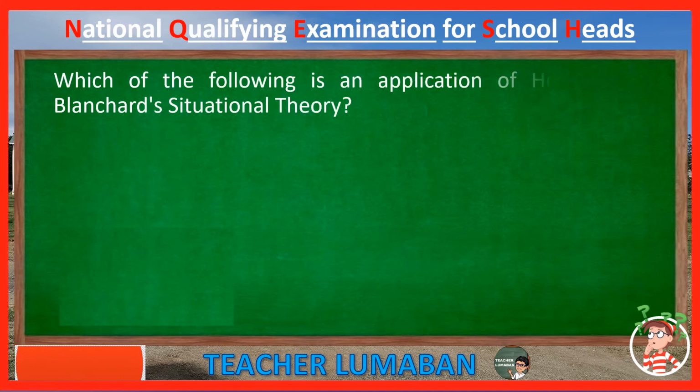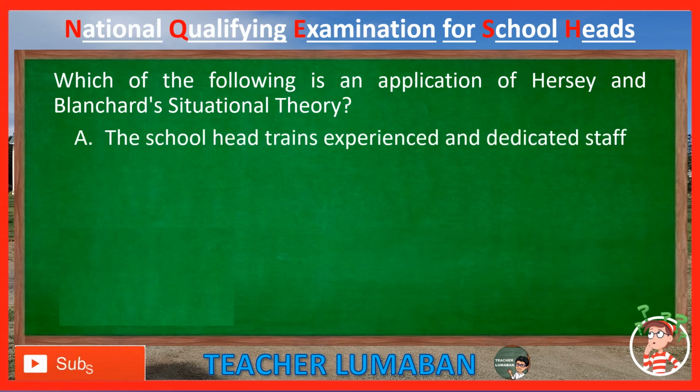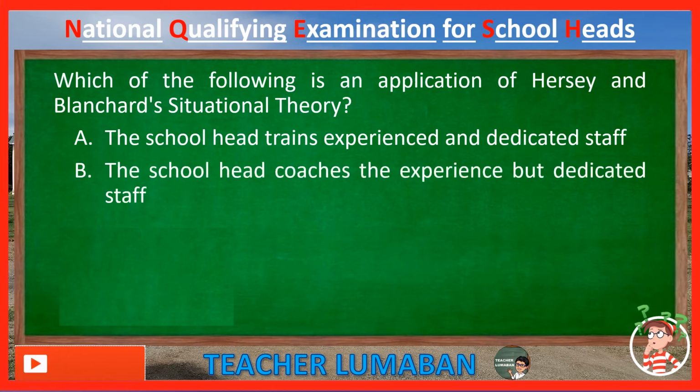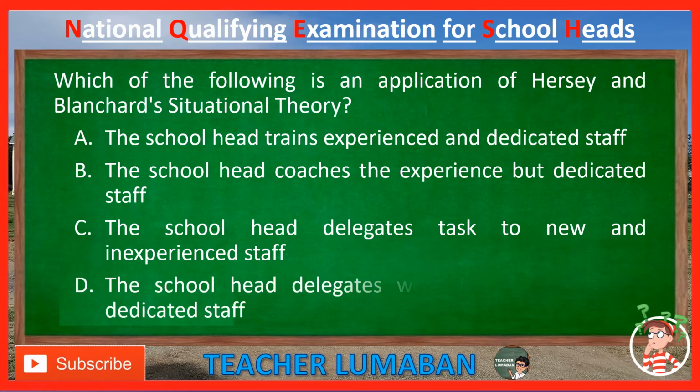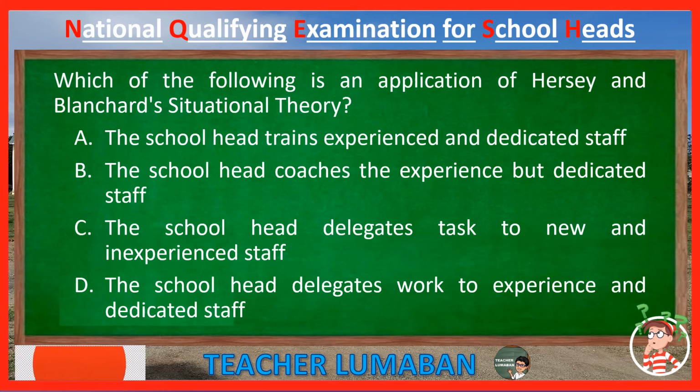Which of the following is an application of Hersey and Blanchard's situational theory? Letter A. The school head trains experienced and dedicated staff. Letter B. The school head coaches the experienced but dedicated staff. Letter C. The school head delegates task to new and inexperienced staff. Letter D. The school head delegates work to experienced and dedicated staff. Choose the suitable answer based on the given choices in 5 seconds.